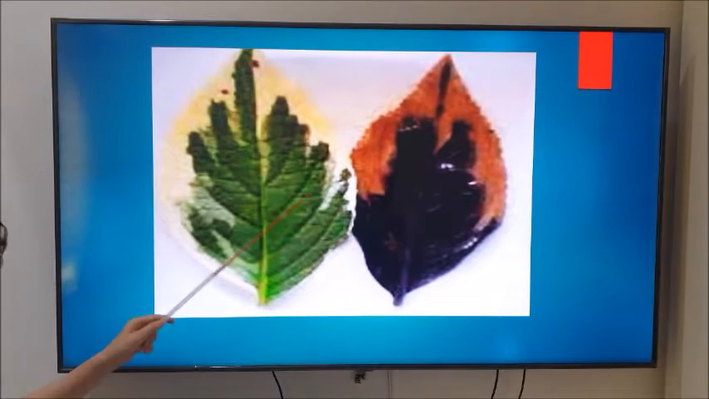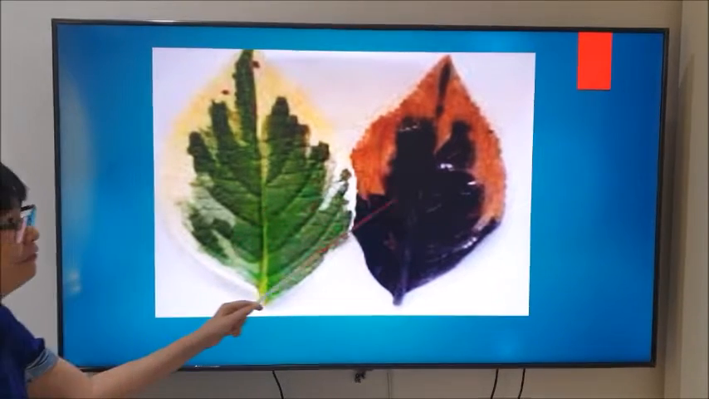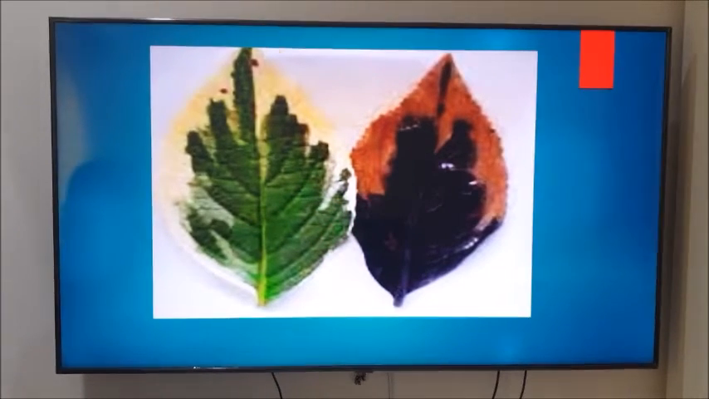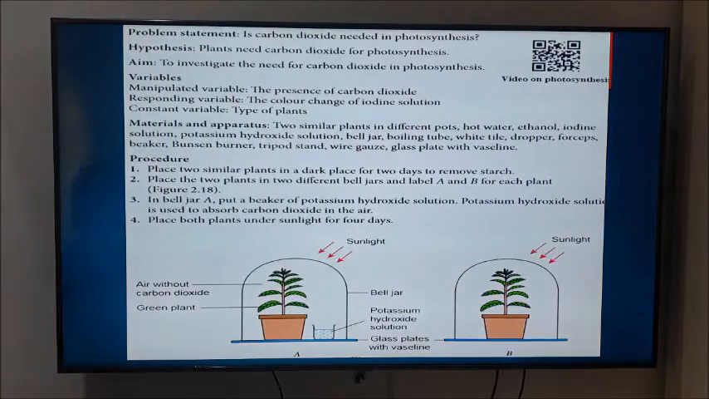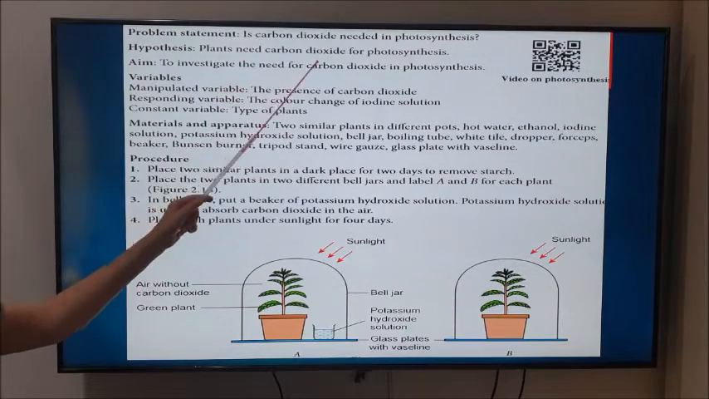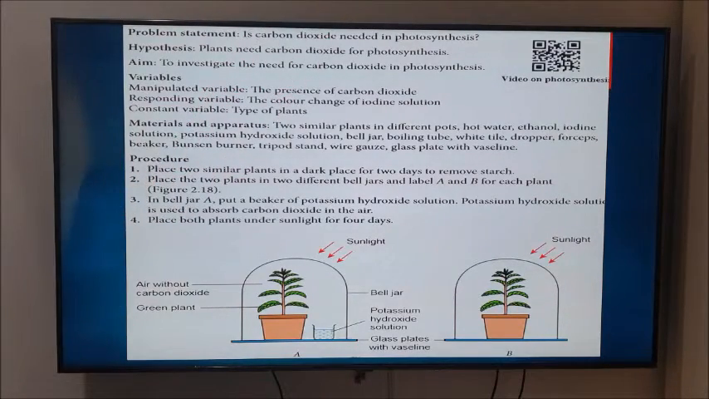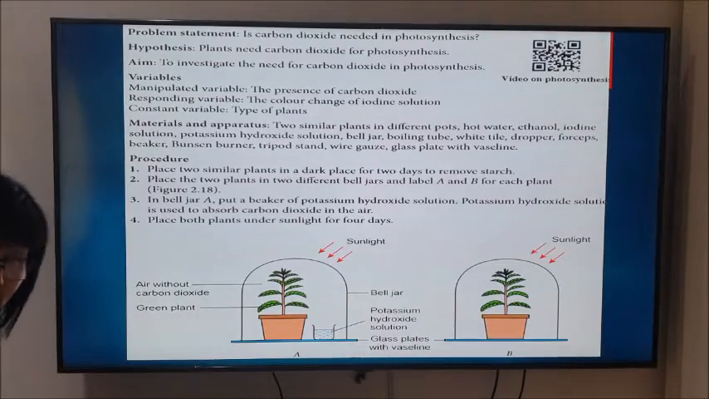This means that chlorophyll is needed for photosynthesis. So chlorophyll is a factor that is needed for photosynthesis besides sunlight. The third factor is carbon dioxide. Is carbon dioxide needed for photosynthesis?